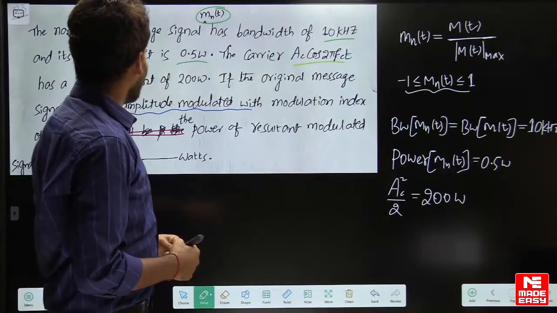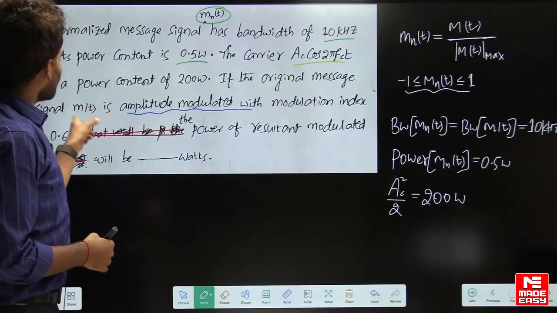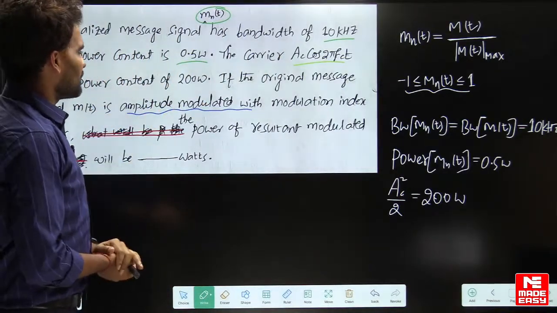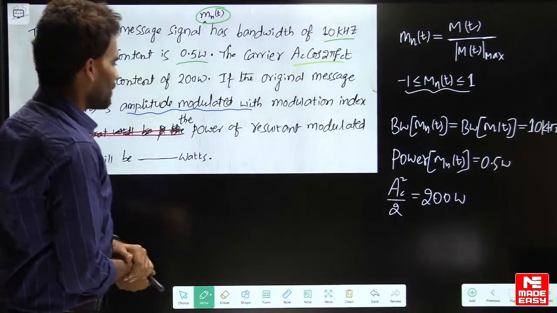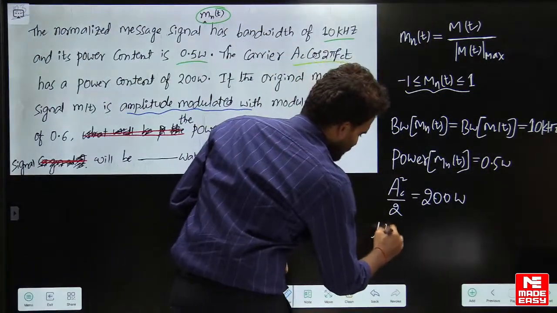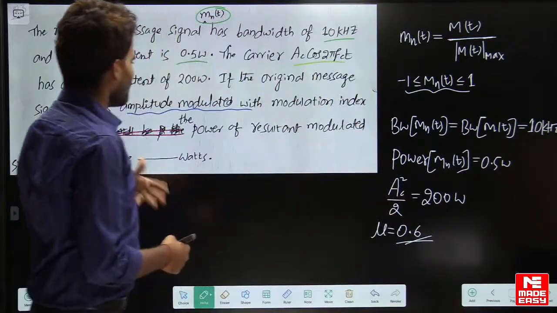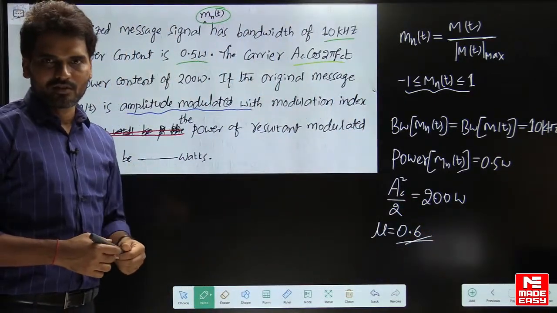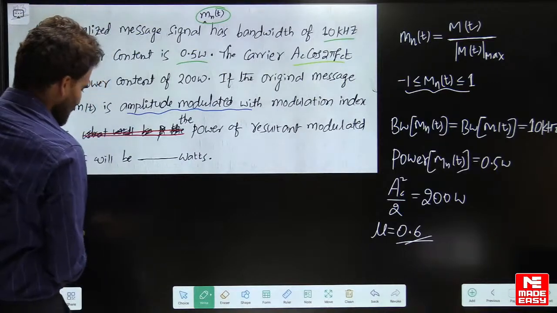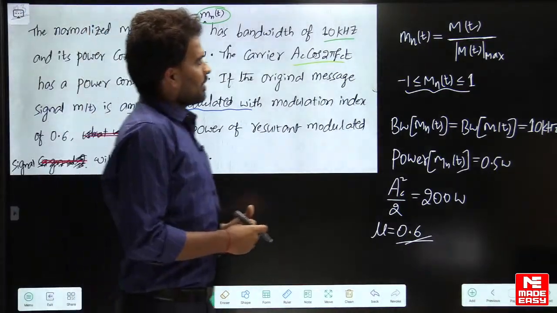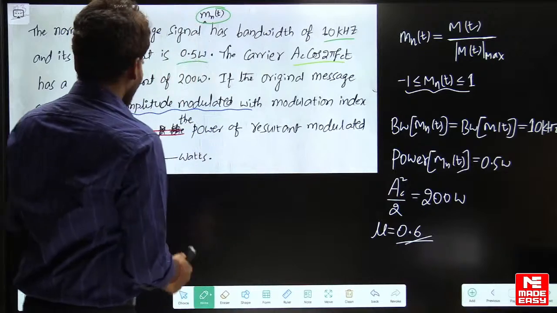Now the original message signal m(t) is amplitude modulated with modulation index mu equals 0.6. Then we have to find the power of the resultant AM signal. So here the message signal m(t) is unknown.